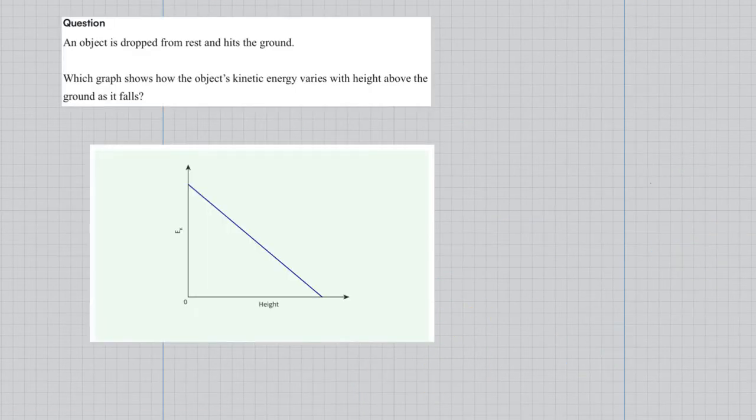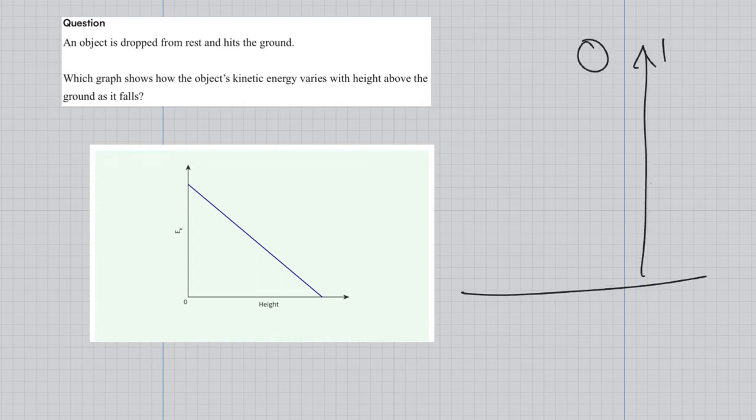So this question says an object is dropped from rest and hits the ground. Which graph shows how the object's kinetic energy varies with height above the ground as it falls? So our best answer is going to be this one, and so let's talk about why. The height, right? So as the object is here, if this is our ground, at the greater height, if that's our maximum height, our kinetic energy is going to be zero. And then as that object falls, so as our height decreases, our kinetic energy should increase. Now, why is it a linear relationship?